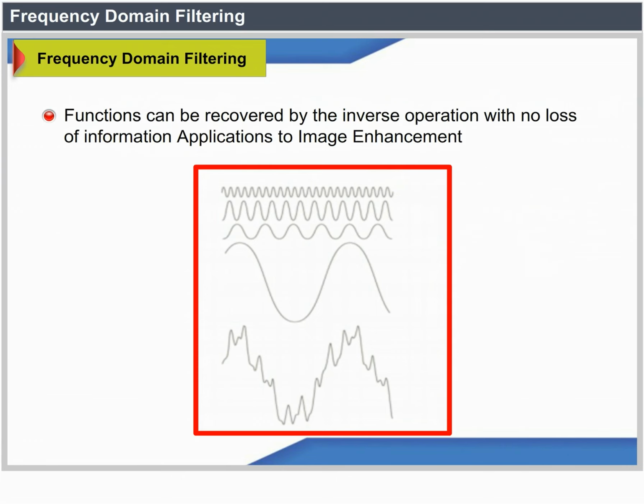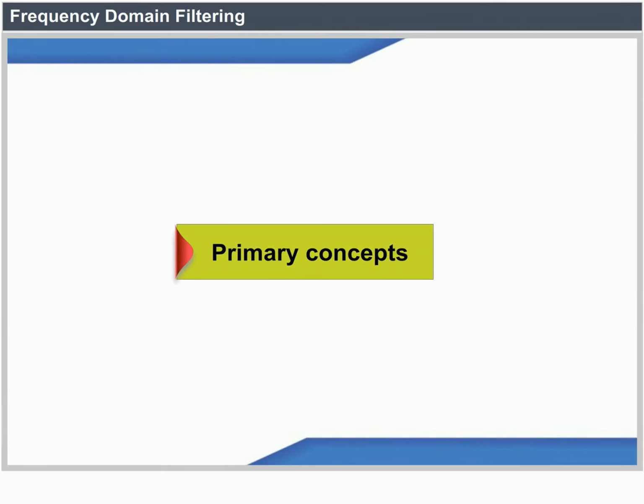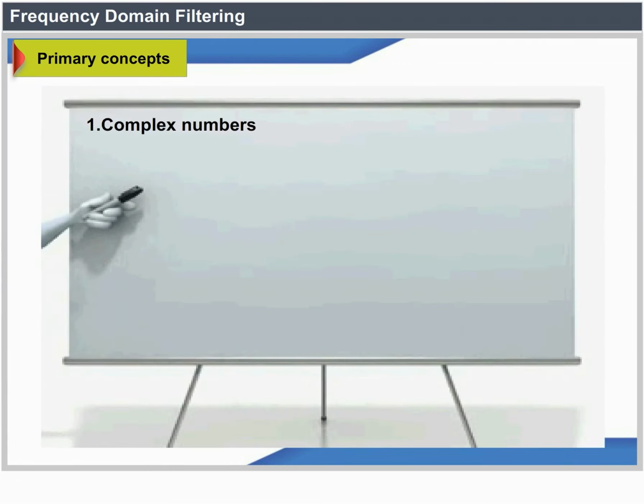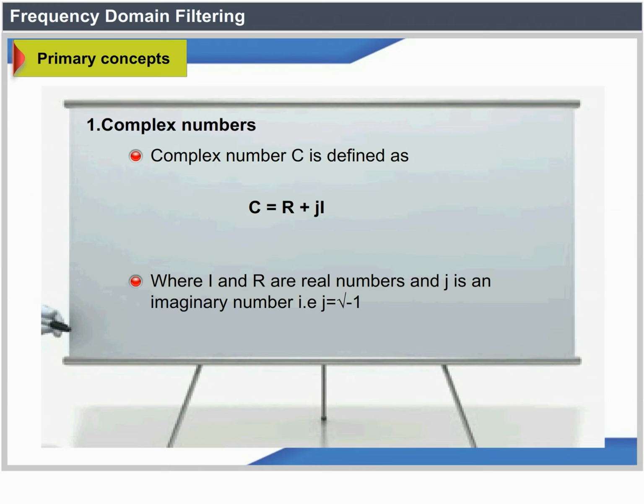Complex number C is defined as C equals R plus Ji, where I and R are real numbers and J is an imaginary number. That is, J equals square root of -1. Here, R is the real part of the complex number and I is the imaginary part. A real number is a subset of complex numbers in which I equals 0. The conjugate of a complex number, denoted by C star, is C star equals R minus Ji.